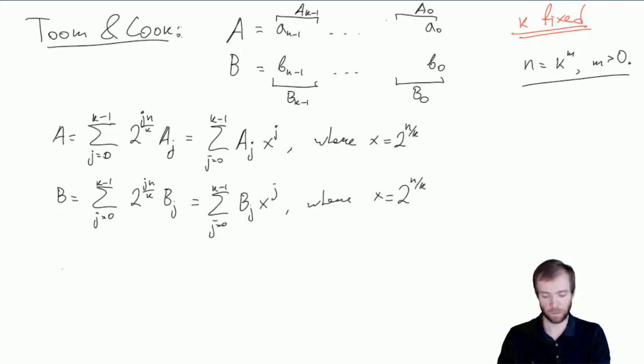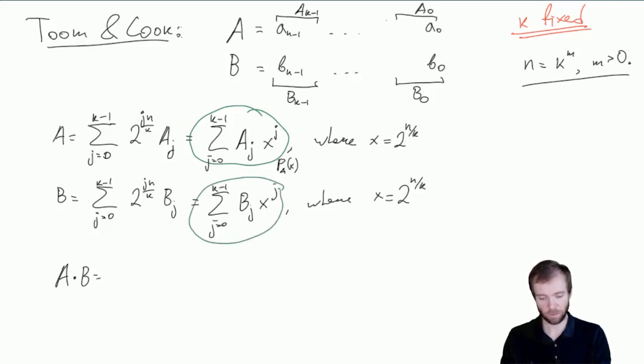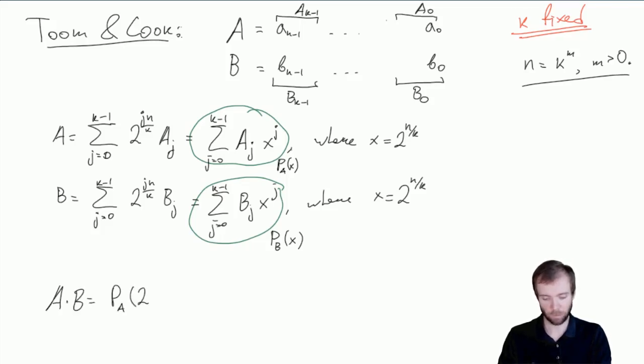So now we can write the product of 2 numbers, a and b. So if we denote this expression as a polynomial, say pa of x, and this expression as a polynomial, say pb of x, so now we can express a times b as product of pa of 2 to the power of n over k times pb of 2 to the power of n over k.